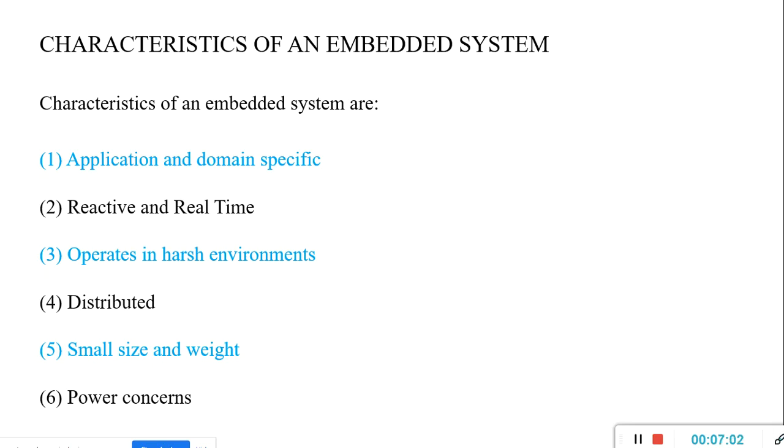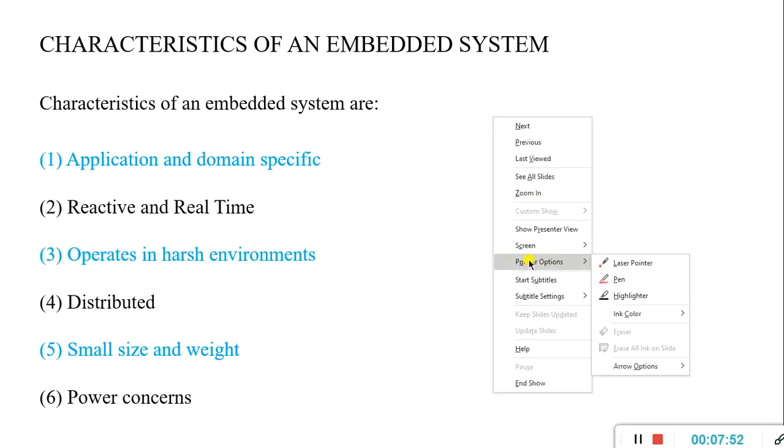The embedded systems are reactive, the embedded systems are real time, and the embedded system can operate in harsh environments as well. These systems are distributed and small in size, and of course, when you compare the weight to other systems, it is very less in weight. Then, of course, these are low power systems. That's what we talk about. Embedded systems have little power consumption, which means that we try to design a device which could consume less battery. So these are very important characteristics, and we will discuss them one by one in detail.